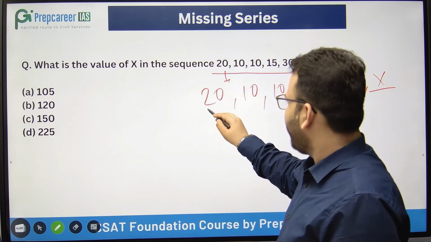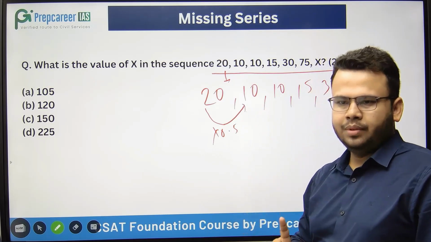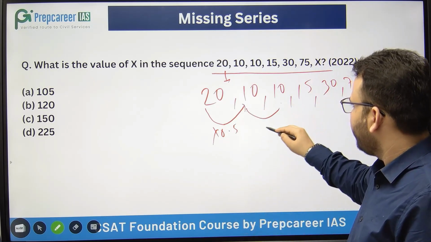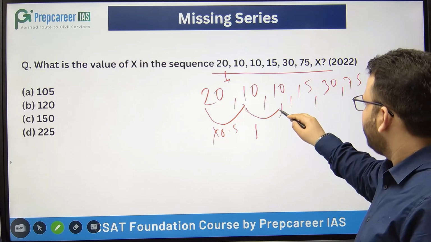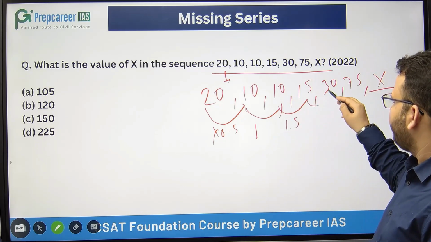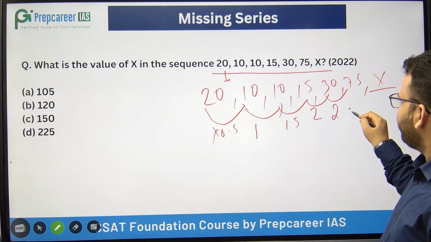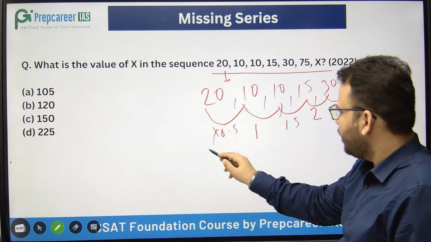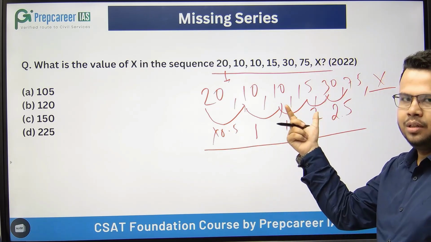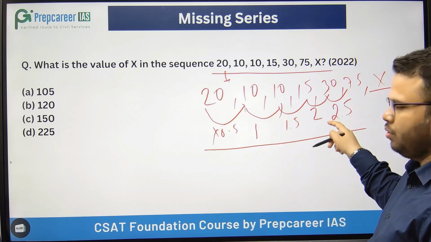So when you multiply 20 by 0.5, what you will get? 10. When you multiply 10 by 1, you will get 10. When you multiply 10 by 1.5, you will get 15. When you multiply 15 by 2, you will get 30. 30 को multiply by 2.5, you will get 75. So this is the pattern of this sequence. First we multiply by 0.5, then 1, 1.5, 2, 2.5.